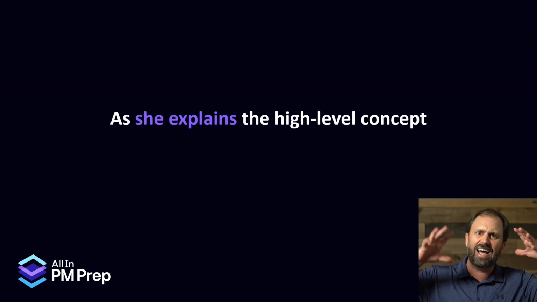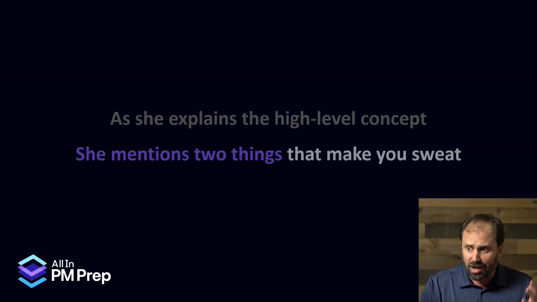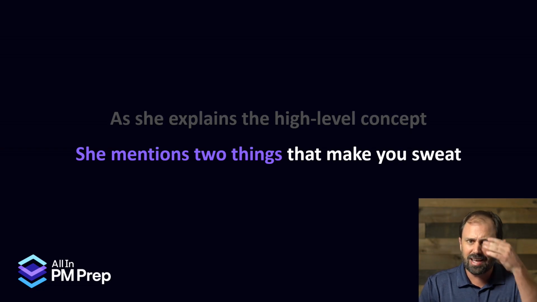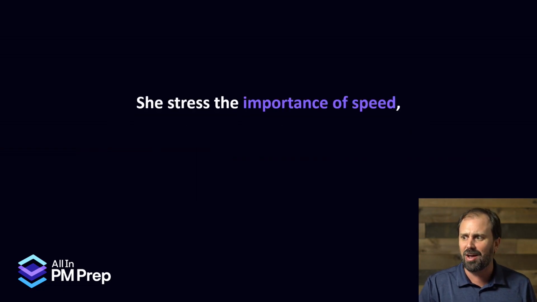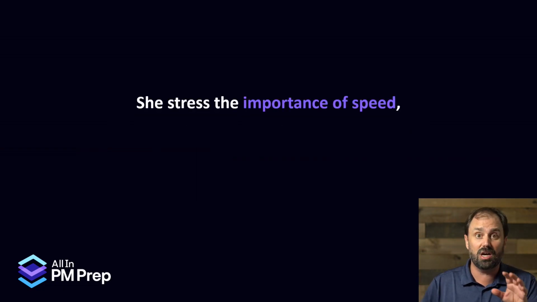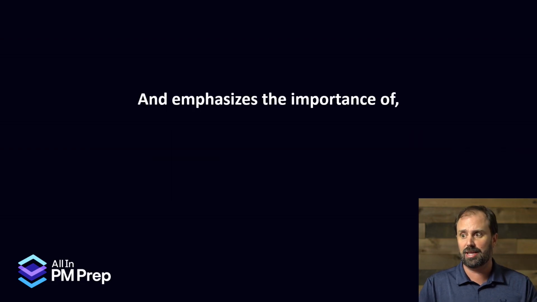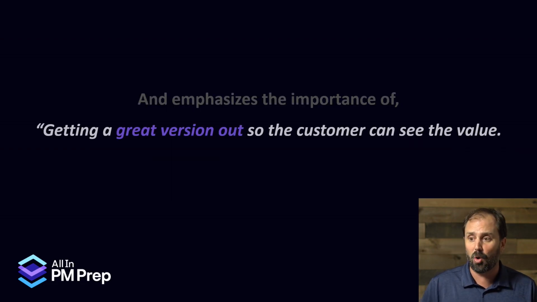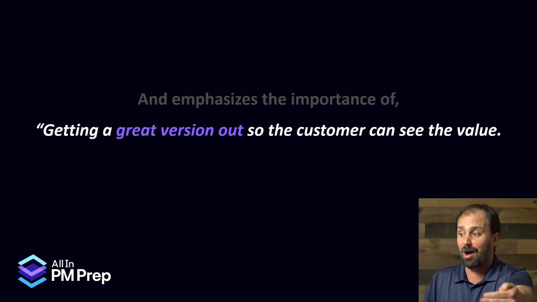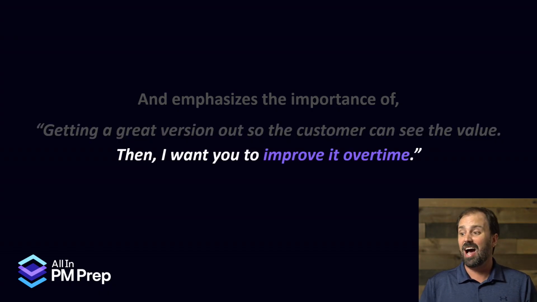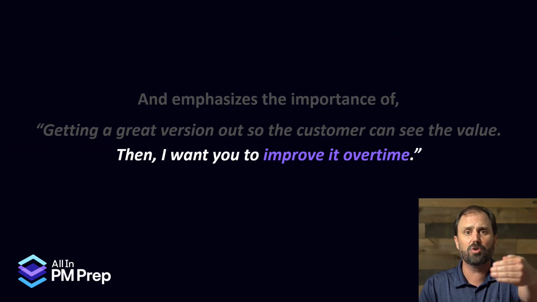She explains the high-level concepts of this new product, and she mentions two things that make you sweat a little bit, all right? She stresses the importance of speed, getting the product out there. She says, we need this product to be live really quickly, or we're gonna miss out on this opportunity. And she emphasizes the importance of getting a great version out so the customer can see the value now. And then she says, I want you to improve it over time.